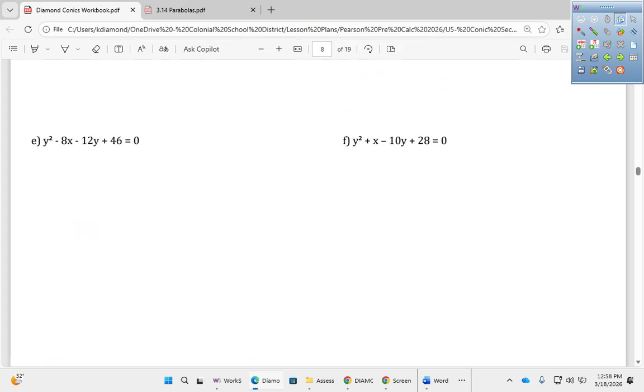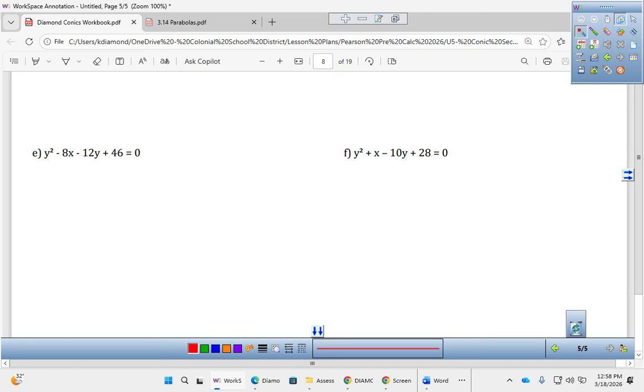Last 2. This one's going to be a parabola. It's only got one squared term. In a parabola, x and y are on different sides of the equation. So I'm going to keep my squared term and leave a blank to complete the square. I'm going to bring the 8x to the other side by adding it, and I'm going to bring the 44 to the other side by subtracting it. The number in this blank is going to be half the middle term, negative 6, squared, 36.